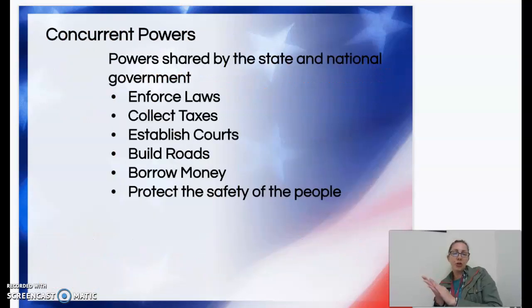Concurrent powers are powers shared by the state and national government. So enforcing laws. We have state laws, we have federal laws, right? Collecting taxes. If you haven't figured it out yet, you'll figure it out eventually. State taxes, local taxes, federal taxes, tons of taxes. They establish courts, right? So we have the Supreme Court, but we also have local and state courts. They can build roads like federal highways versus state highways. They can borrow money, and they can protect the safety of the people. So we have the National Guard and military, but there's also the state police and local police as well.